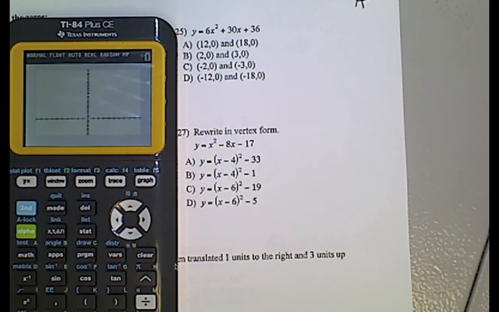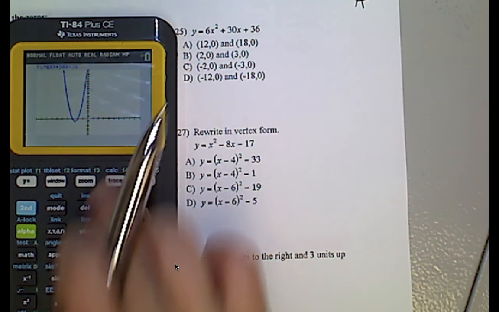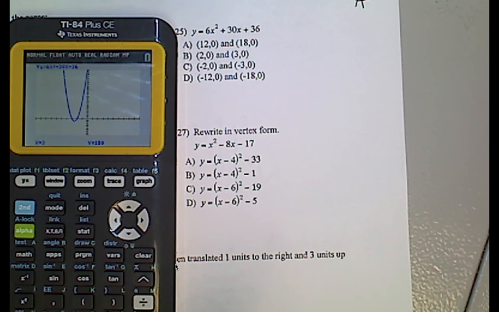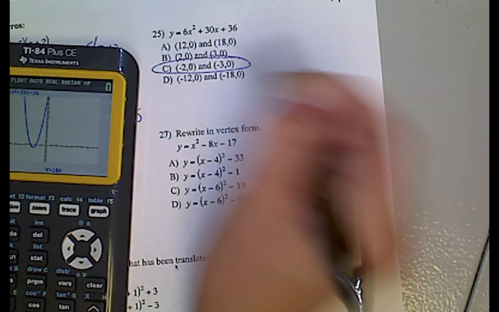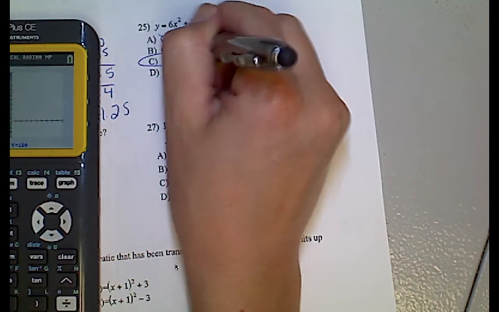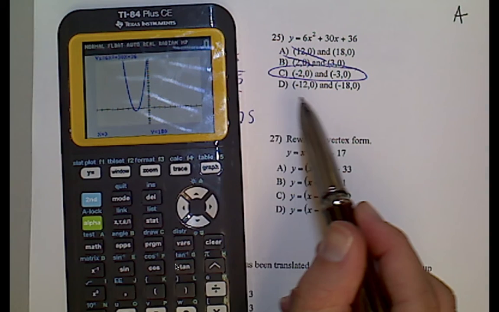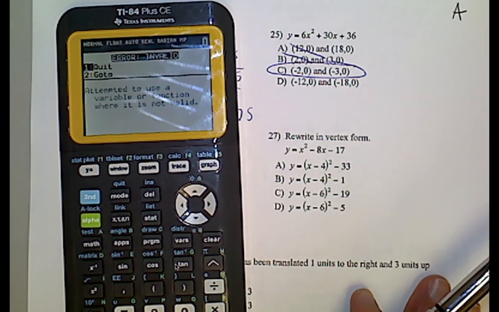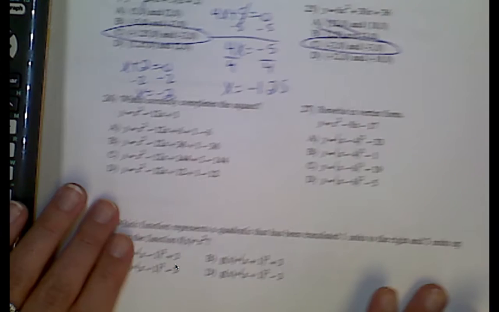I'm going to graph it and see where it crosses the x-axis. Okay, it looks like negative 2 and negative 3. So if I trace negative 2, it does end up on the 0, and trace negative 3, it works there too. So you can get rid of A and B, because we know it's going to be a negative number because it's on the left-hand side, and negative 12 and negative 18. If you type in negative 12, you get an error. It's so big it's not even on your graph. So you can just check those by using your calculator.